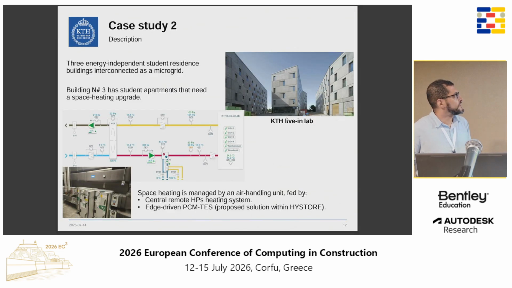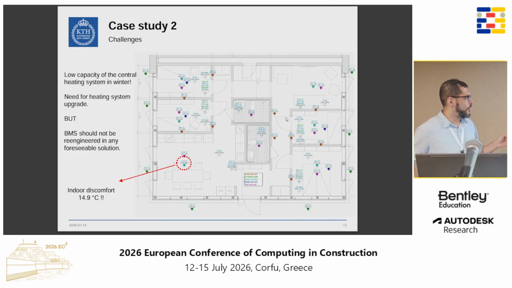Let's jump quickly to the second case study. We have it in Stockholm, with the KTH Living Lab with 3 buildings, and we are just addressing the solution to the third building, to the extreme right. Here we have student apartments with no district heating. It's an independent heating system using the air handling unit, as you see. But we have a problem: an underheating or discomfort indoor situation, and this is captured.